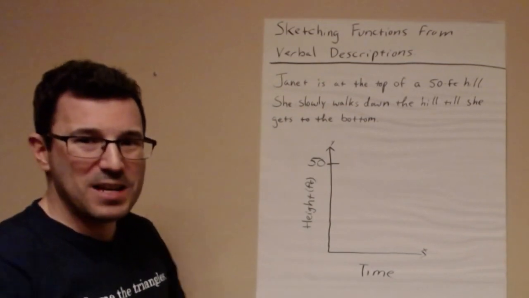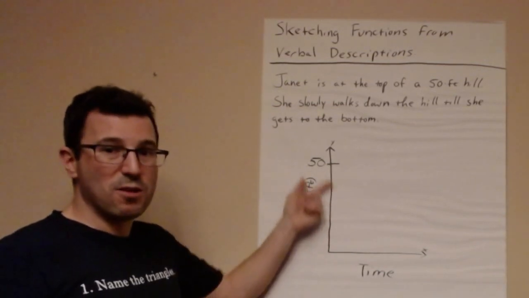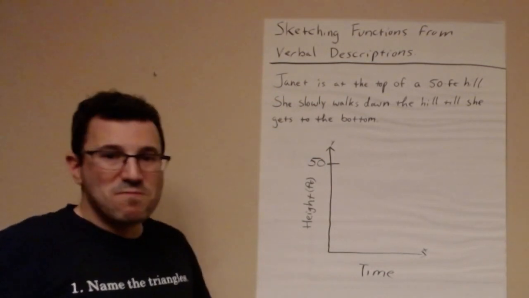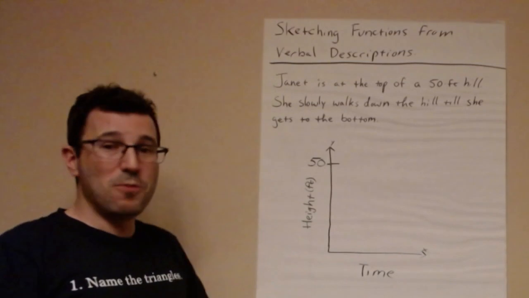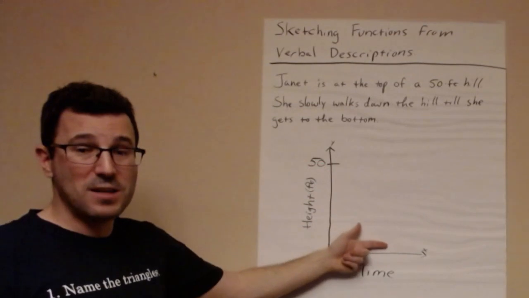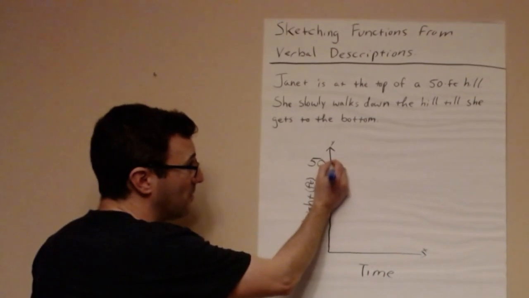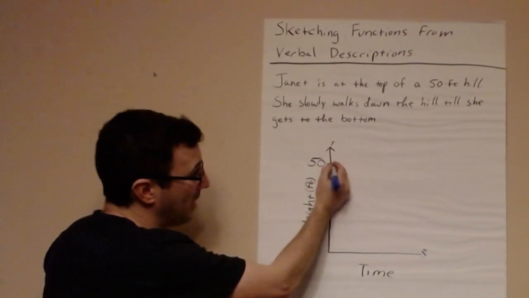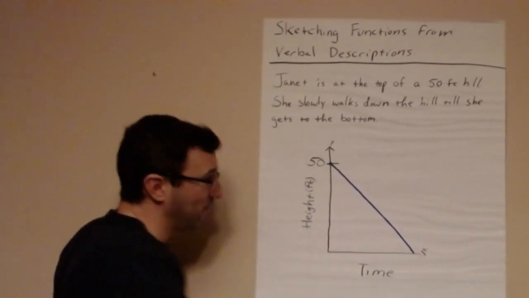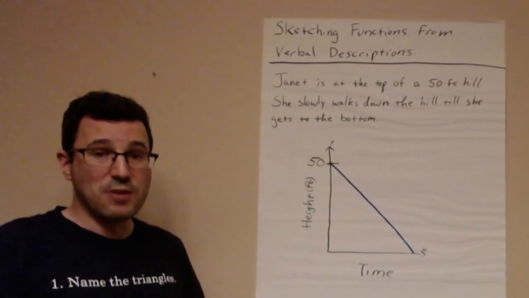I can't really put any other information. I could put 0, 10, 20, 30, 40, and then 50, but I don't really have it. All I really know is she's starting at 50 feet and then she's slowly walking down to the bottom of the hill. So I'll start up here at 50 and then I'll draw a line going relatively like that. And that's it. That's my sketch of this situation.